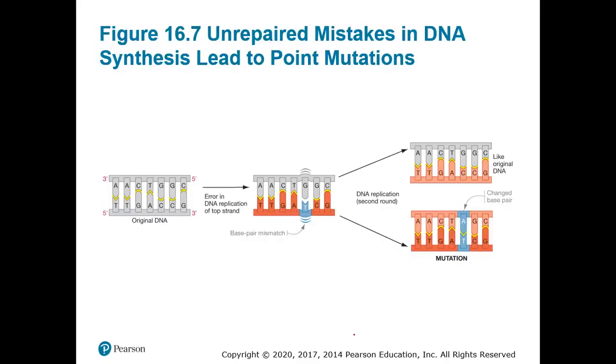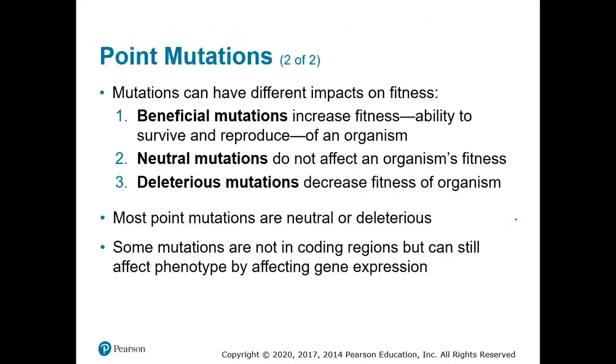So here is showing you an unrepaired mistake that is leading to a point mutation. We have your original sequence. We have a base pair mismatch, and it wasn't caught with our proofreading. It wasn't caught with our mismatch repair. When this mutated strand is replicated, we end up with a new strand, this time without an error, because we used that wrong base as our template. Now we don't even have a mismatch. This is a complete change, a mutation to our original DNA strand.